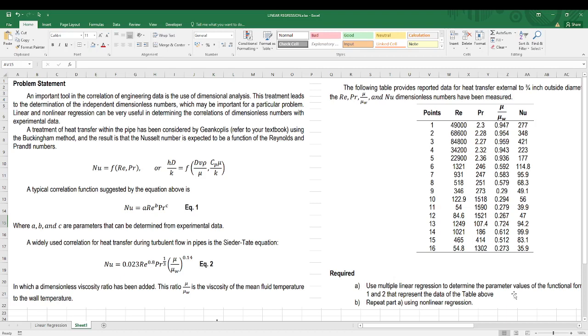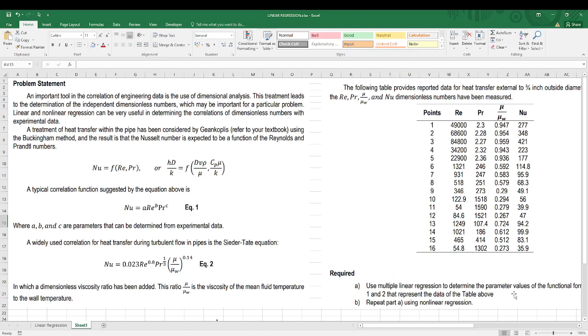So the typical correlation function suggested by the equation above is, we have equation 1, as you can see, Nu is equal to A times Re raised to B times Pr raised to C, where A, B, and C are parameters that can be determined from the experimental data, again, using linear and nonlinear regression. A widely used correlation for heat transfer during turbulent flow in pipes is what we call the Sieder-Tate equation.